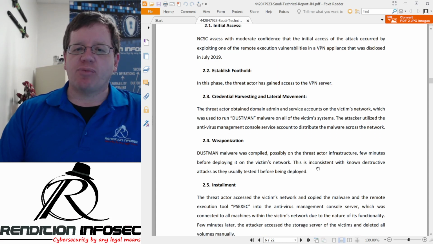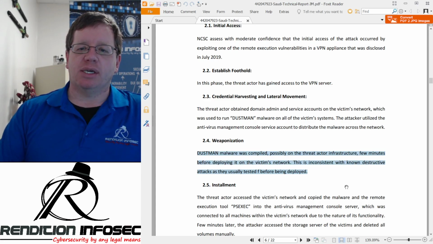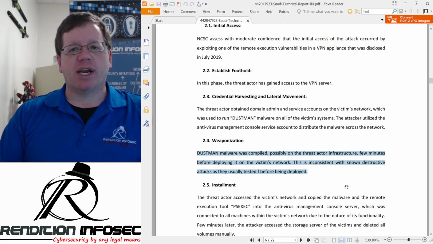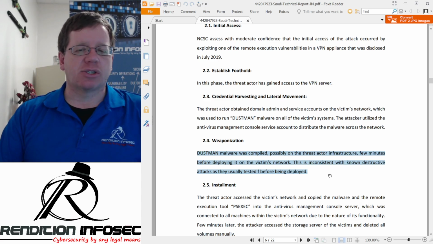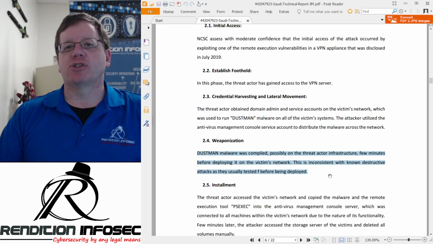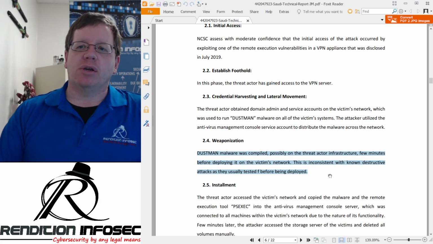I think probably one of the most important points here is number 2.4, noting weaponization. Dustman malware was compiled minutes before deploying it in the victim's network. Now, every executable has an embedded compilation timestamp, and indications are, based on the timestamp, that it was compiled minutes before. Again, it would seem to indicate that the attackers are reasonably complex, right?